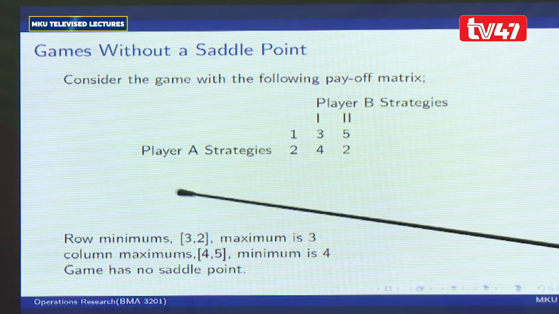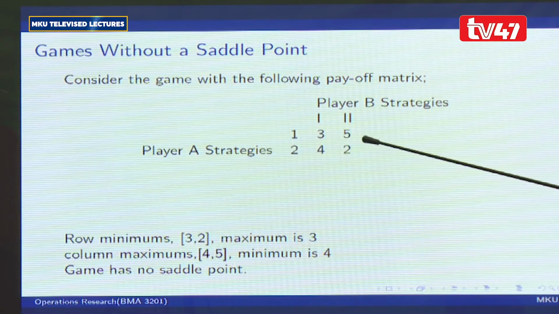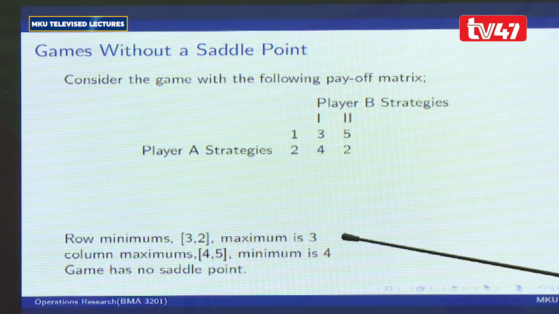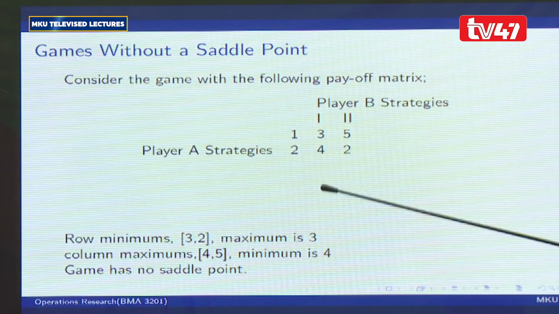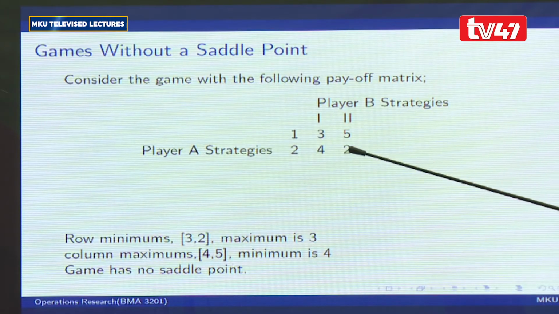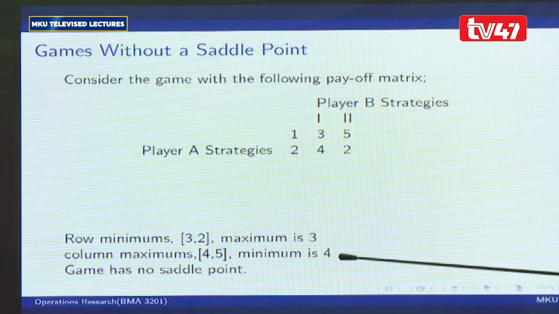So we apply max-min for player A. We get row minimums first. Minimum for this row is 3, minimum for this row is 2. Maximum out of this set is 3. Then we go to player B. Get column maximums. Maximum is 4. Maximum for this column is 5. For this column is 5. Get the minimum out of those maximums. The minimum between 4 and 5 is 4. And therefore, since these values are not equal, we conclude that the game has no saddle point.